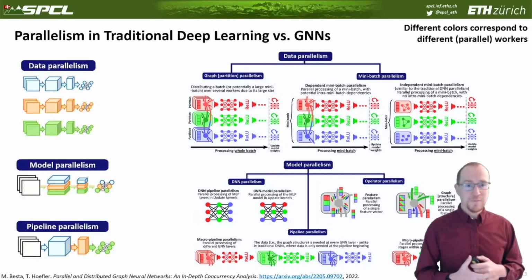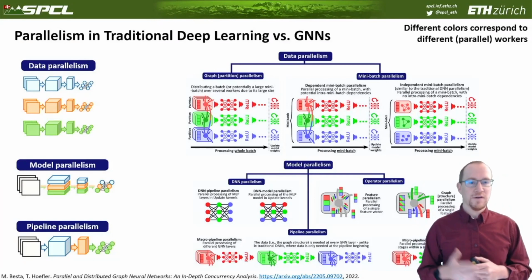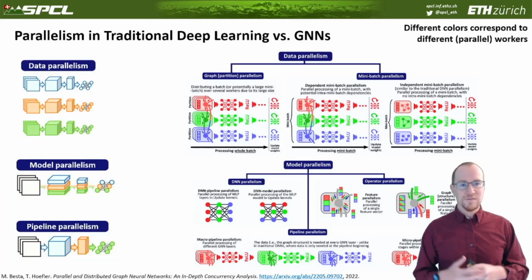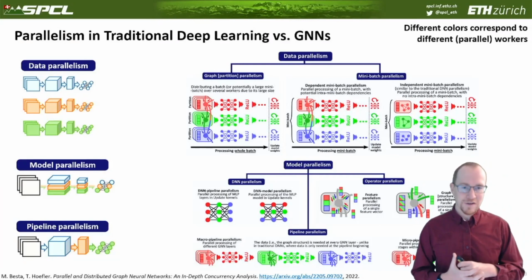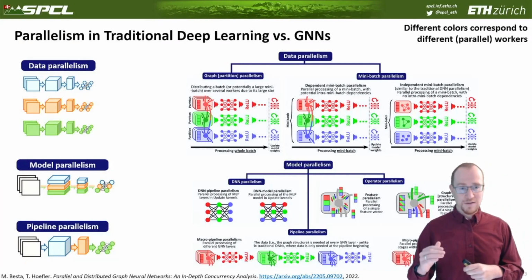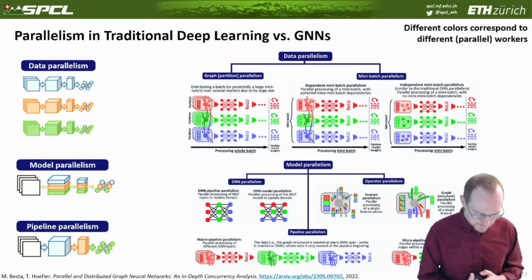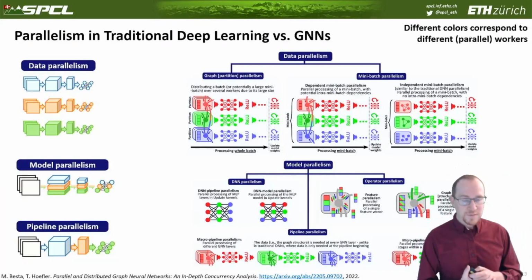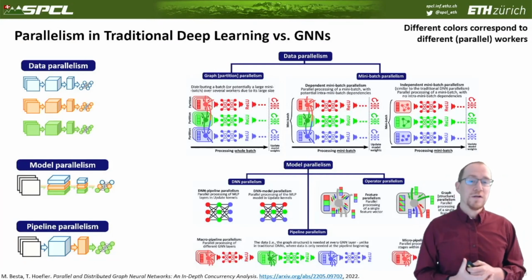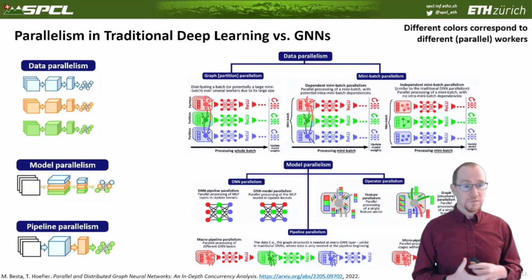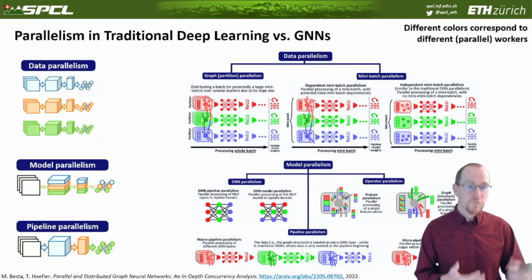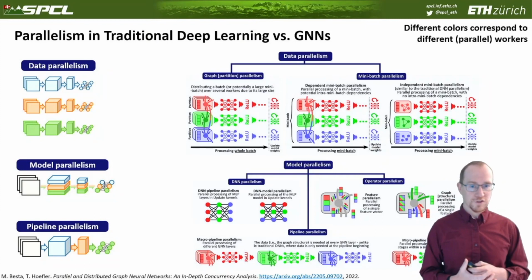So dependent mini-batch parallelism means we have graphs that are relatively large that we need to cut, and where the single vertices still go into different models. But in independent mini-batch parallelism, what we usually do is we run pretty small graphs independently through the model, which is very similar to traditional deep learning.